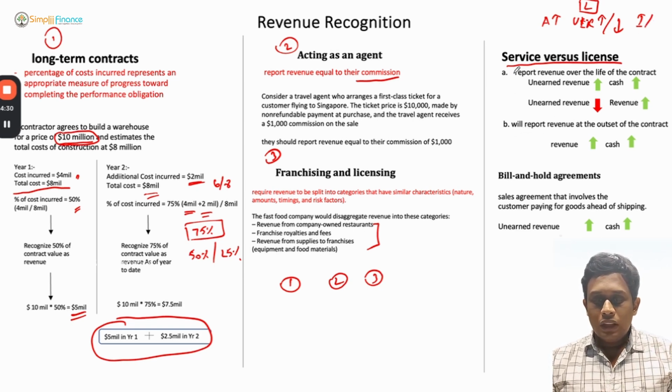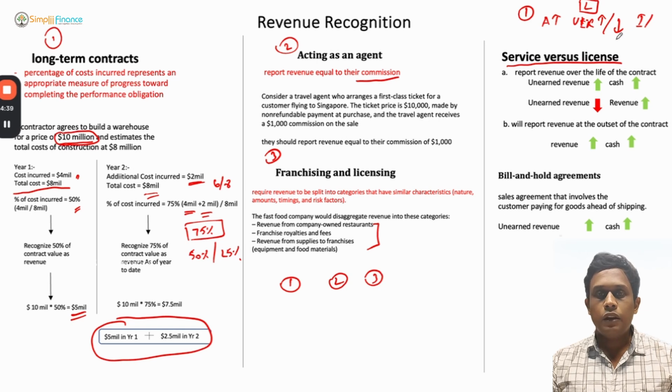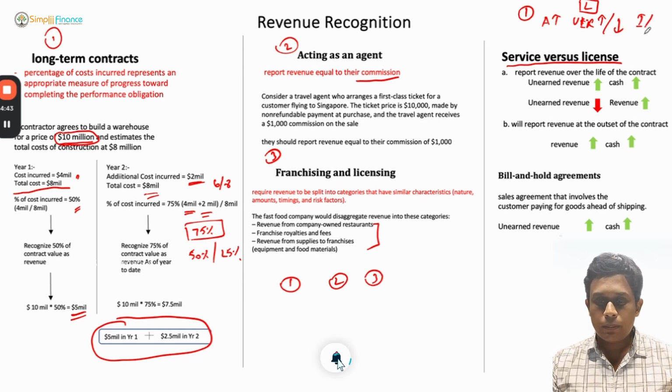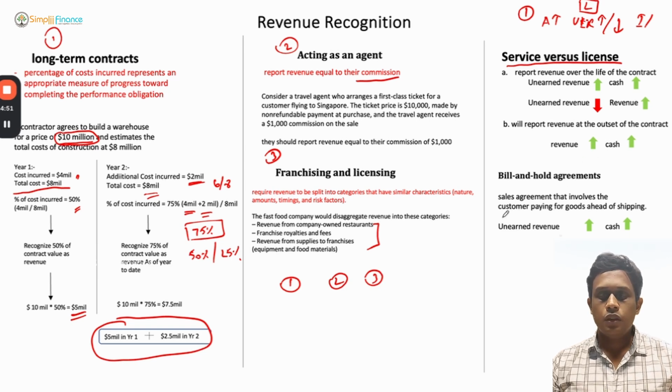So the two ways for you to record is, first, as and when you record cash, you will increase your cash and unearned revenue. Then as and when you complete your performance obligation, the unearned revenue reduces and the income goes up. Or if you want to recognize the entire thing as revenue, you increase your revenue and simply show everything as cash.